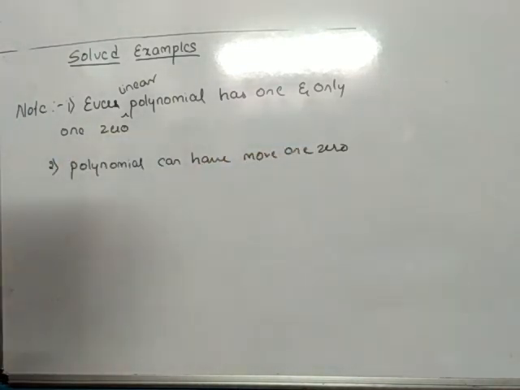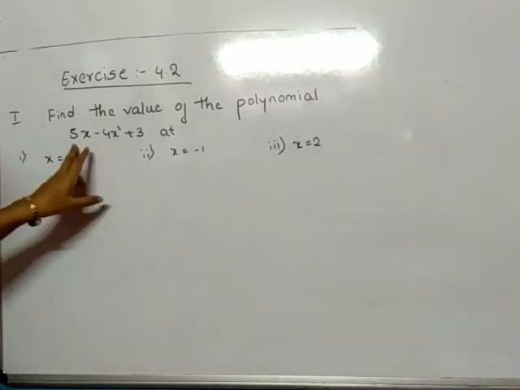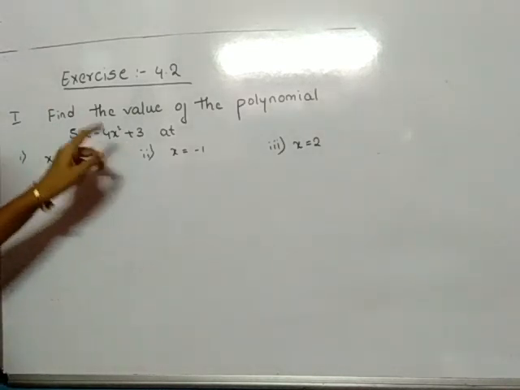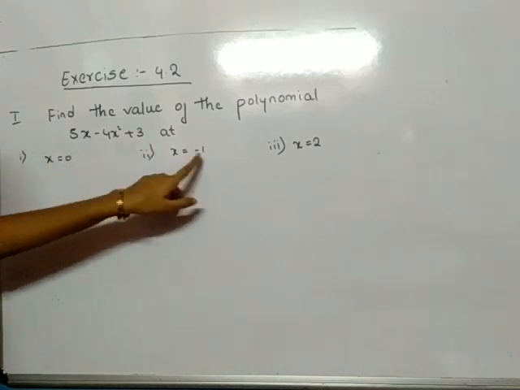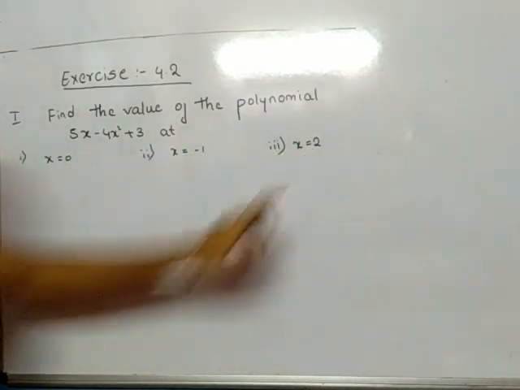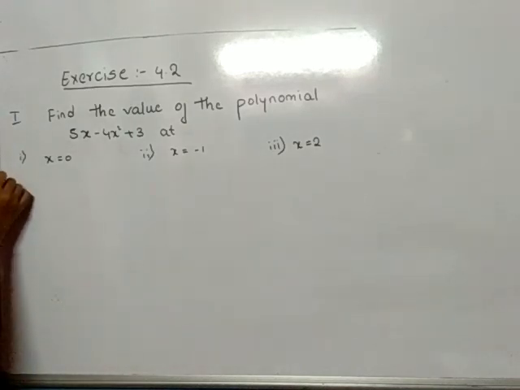Right? So we'll move to the exercise. Okay, first problem. Find the value of the polynomial. Here they have given the polynomial. We need to find the value of this when x is equal to 0, x equal to -1 and when x is equal to 2. It is very simple. In place of x, we need to substitute the values of x here. That's it. So we'll begin the solution.